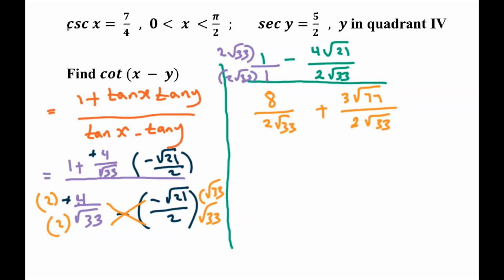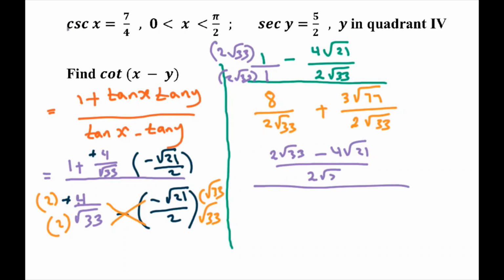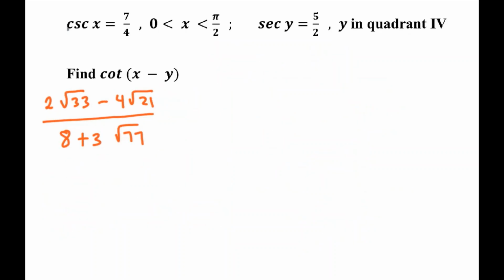Now for the numerator, I can multiply this by 2 square root of 33 and 2 square root of 33 to have a common denominator. That's going to be 2 square root of 33 minus 4 square root of 21 over 2 square root of 33, and the denominator will be 8 plus 3 square root of 77 over 2 square root of 33. This will cross out this one. So the answer will be 2 square root of 33 minus 4 square root of 21 over 8 plus 3 square root of 77.